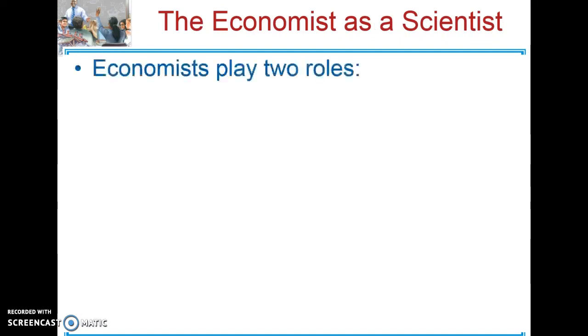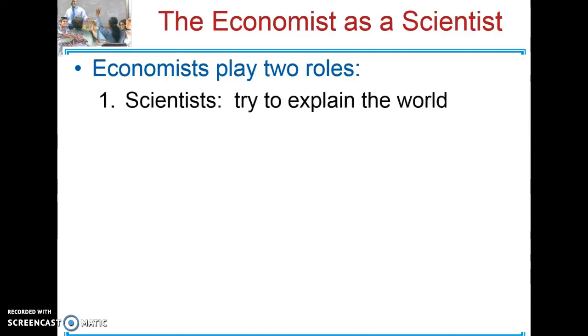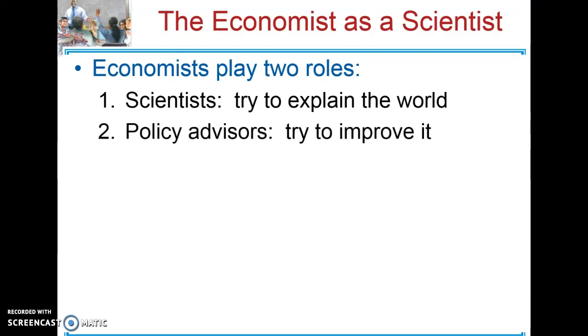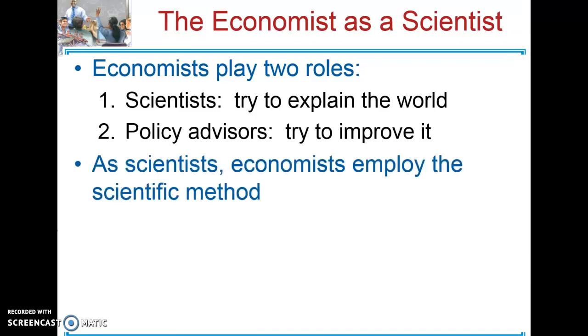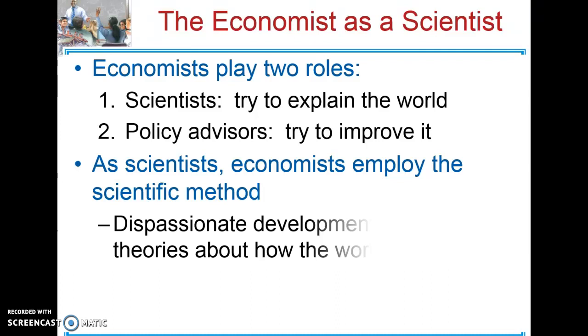The economist acts as a scientist, and economists play two different roles. They play the role of a scientist trying to explain the world. They also act as policy advisors, trying to improve it. As scientists, economists employ the scientific method.